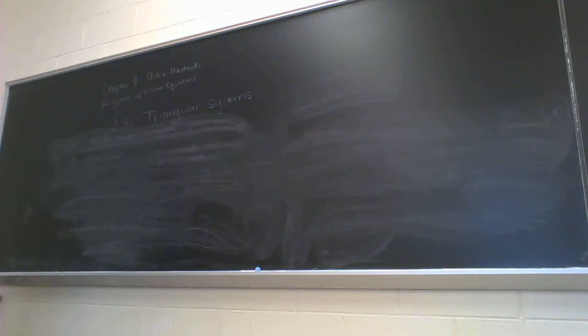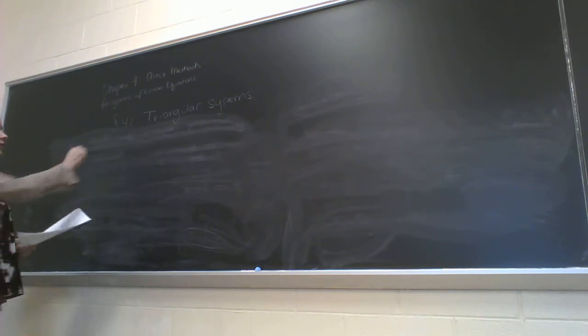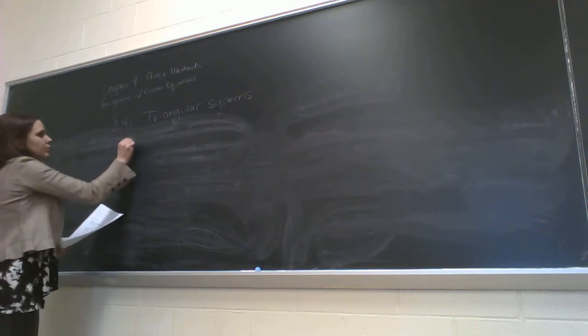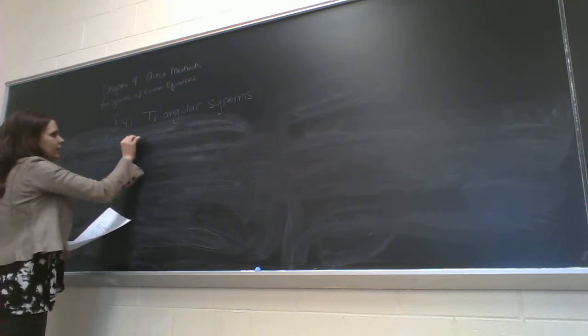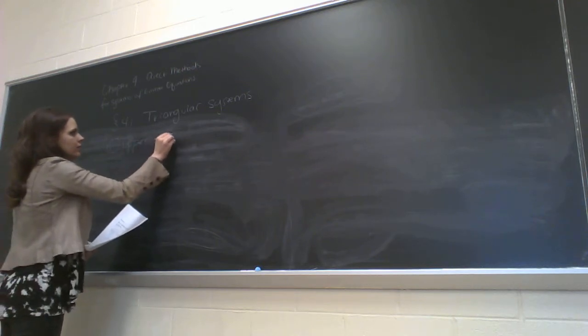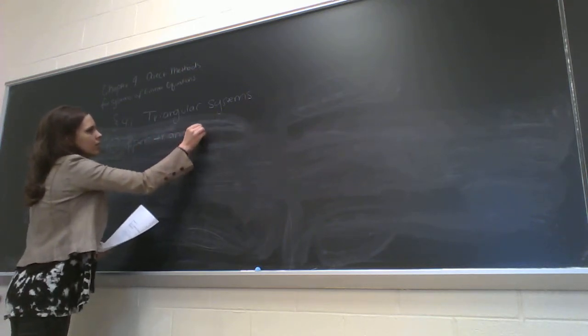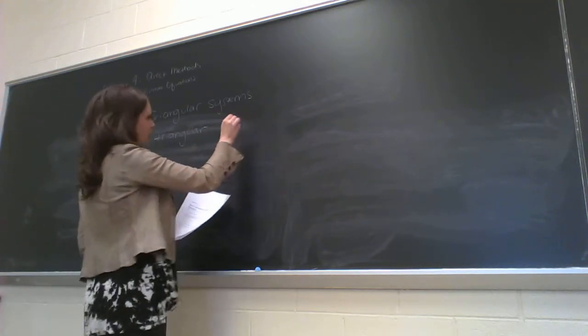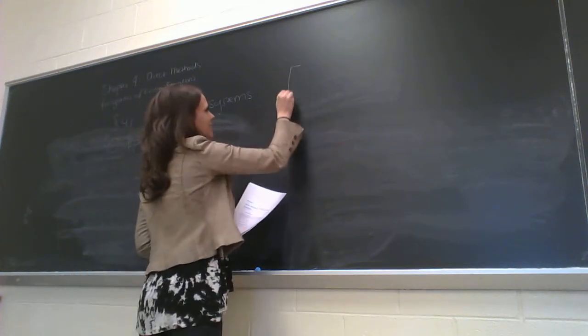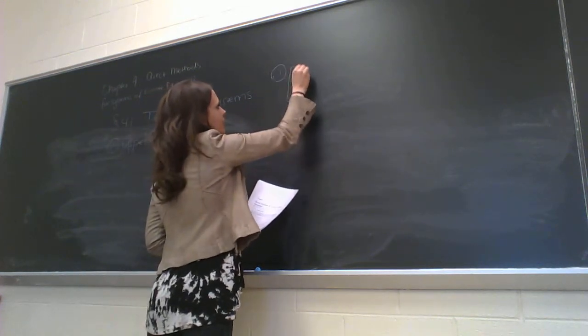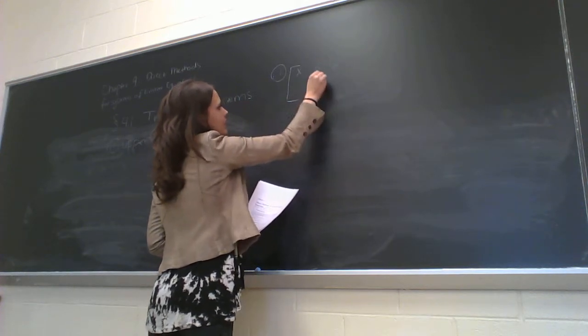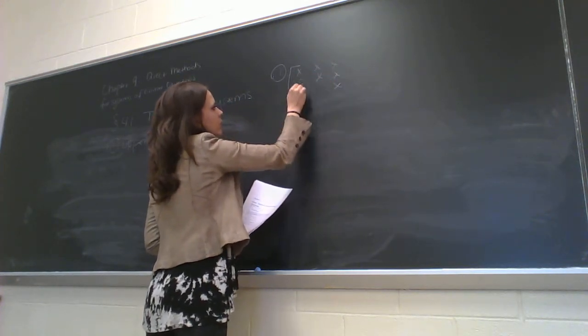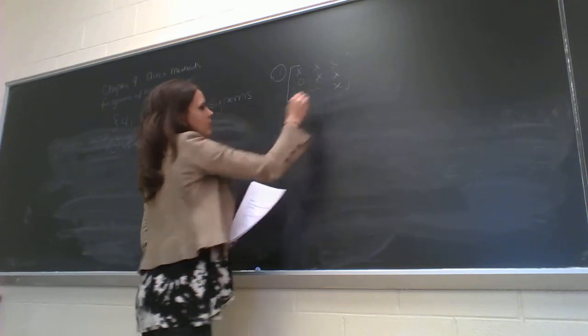Because these equations are trivial to solve, these types of equations make up what we call triangular systems, and there's three types of triangular systems. The first type is the most important. It's what we're going to focus on today at the beginning of class. It's upper triangular systems. So if we have an upper triangular system of equations, then it looks like this, where everything below the diagonal is 0.